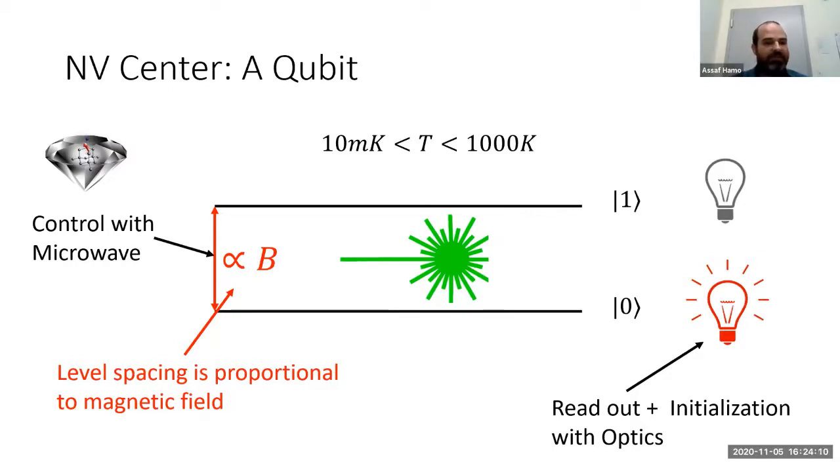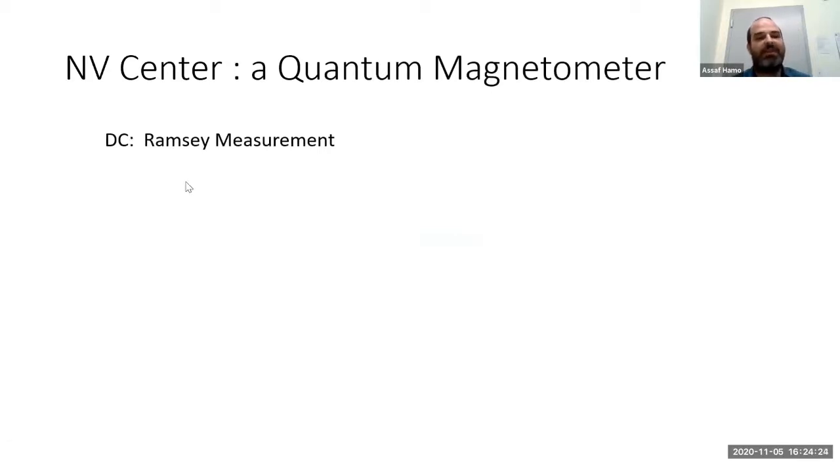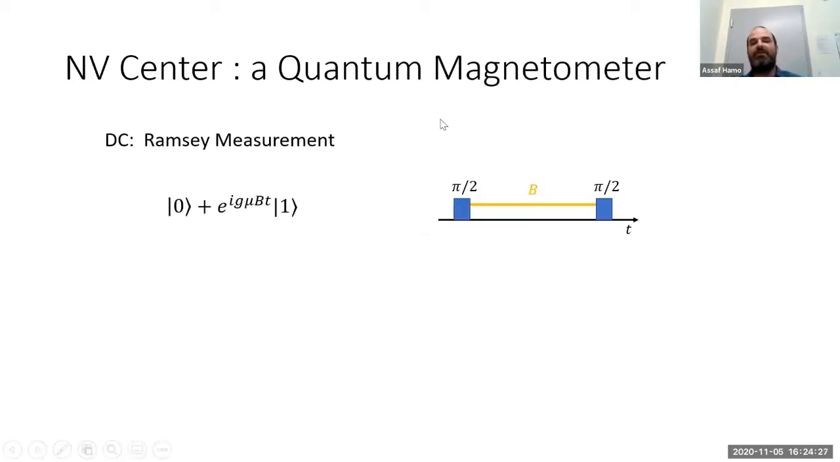So now we have a qubit that is sensitive to magnetic field. You can control it, you can read out, you can initialize. So you can use quantum techniques to measure magnetic fields. You can use DC techniques, like a Ramsey measurement, to generate a superposition of 0 and 1 states, and just let it evolve. Because the 1 state depends on magnetic field, it's going to acquire some phase that depends both on the magnetic field and the time that you wait. So the longer you wait, the more phase you acquire, the more signal you have. So you want to wait as long as possible, but there is a limit.